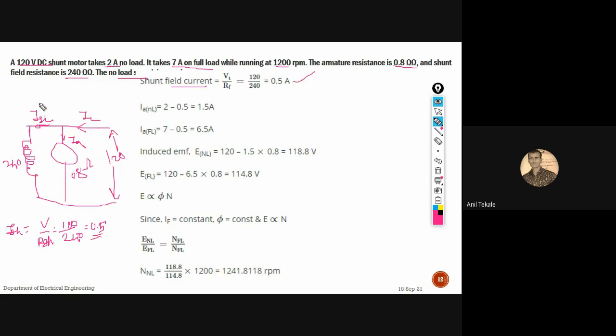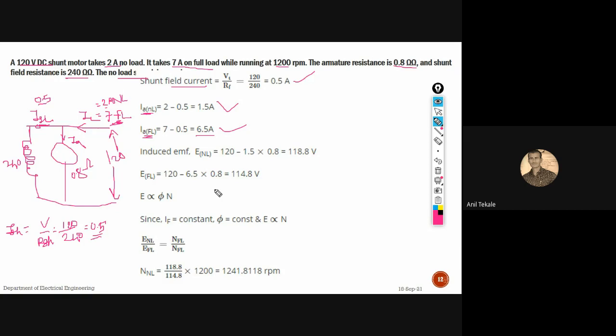Now we have this value 0.5. IL is equal to 7 ampere at full load and equal to 2 ampere at no load. So let us calculate IA for no load and IA for full load. IA at no load means 2 ampere minus 0.5, that is 1.5. And at full load, 7 minus 0.5, so IA at full load we will get 6.5. Any problem in case of IA at no load and IA at full load? No, sir.